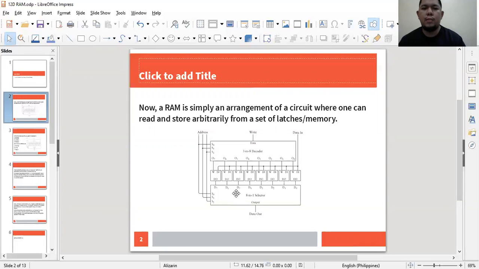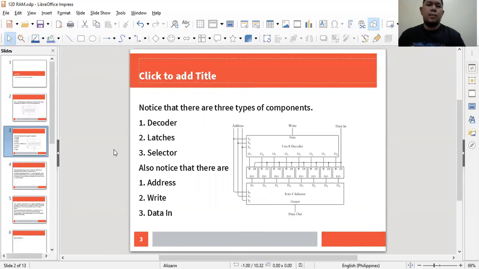Also, if we want to read something, we will also be able to specifically say which of these latches we want to read the memory from, which we want the stored value to be read. Notice that there are three types of components. First is the decoder, second are the latches, and third is the selector. Also notice that there are three inputs: the address, the write, and the data in.